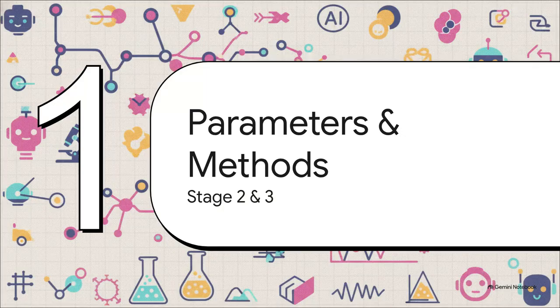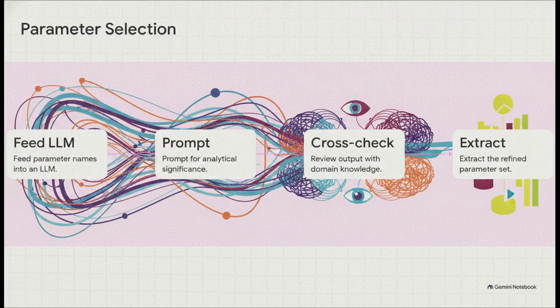Moving right along to phase 2, AI-powered parameters and methods. Building out your parameter intelligence follows a pretty simple 4-step sequence. First, you toss your full list of parameter names into an LLM, like Claude or GPT-4. Second, you prompt it to evaluate their analytical significance.